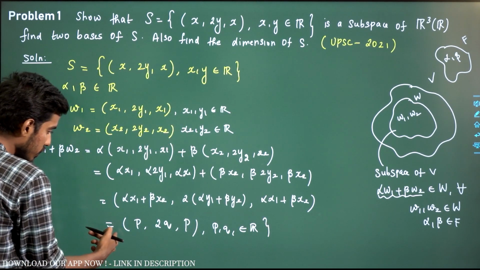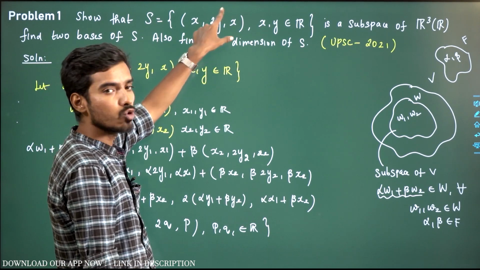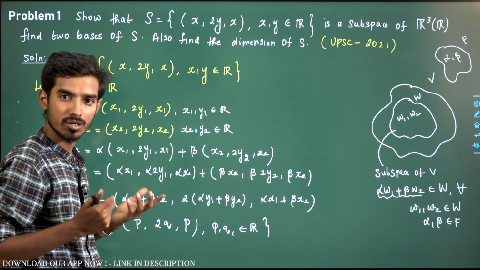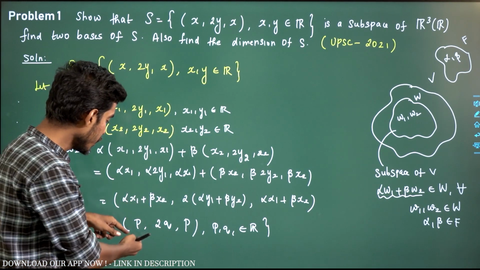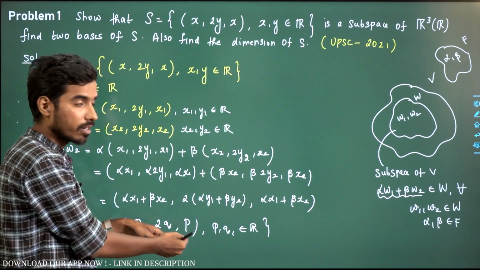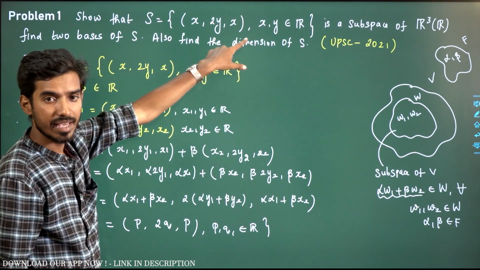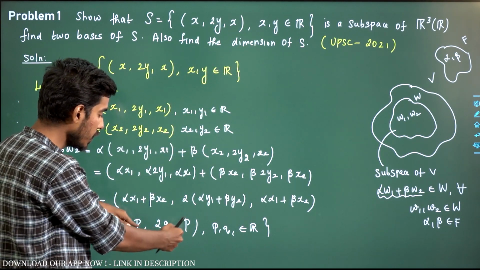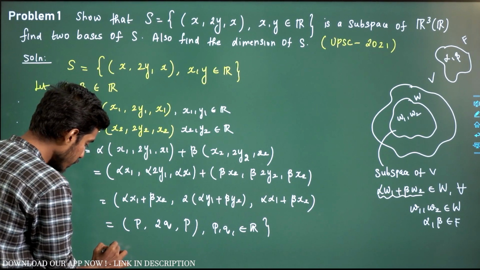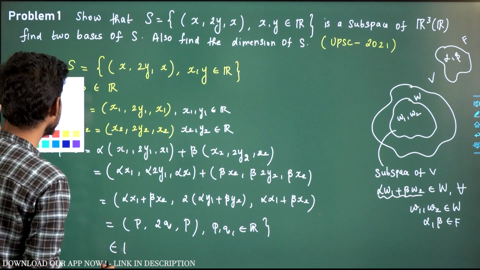Therefore, this is of the form (P, 2Q, P), so this element will obviously be in the set S. Why? A real number, and 2 times a real number, is again a real number. Both are of the same pattern, (x, 2y, x). You can see (P, 2Q, P), where P, Q are real numbers, so obviously this belongs to the set S.